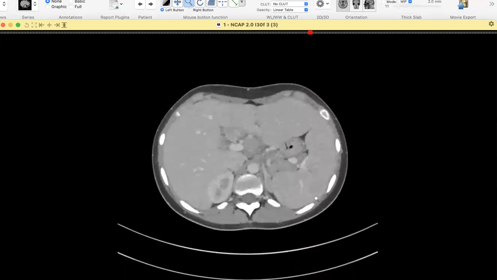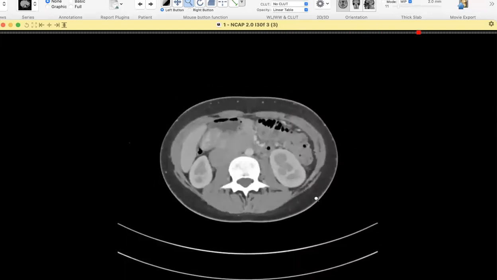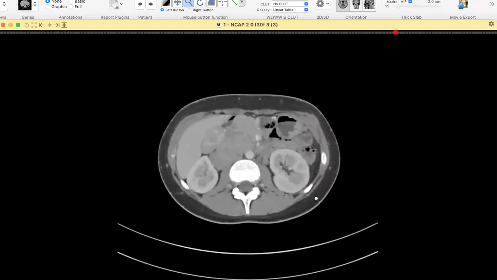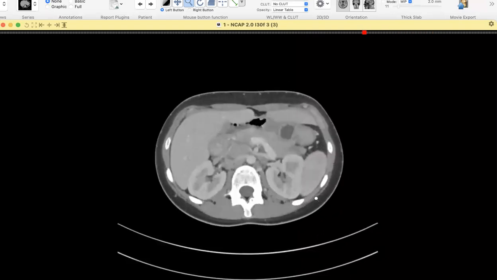infiltration. Great. So this was lymphoma, and you have to know the classification and grading for lymphoma. And this is stage 3, actually, as you said. Yeah, thank you. Good case.